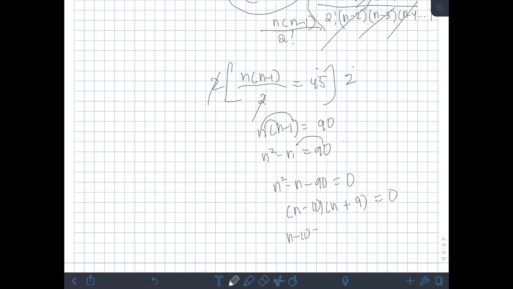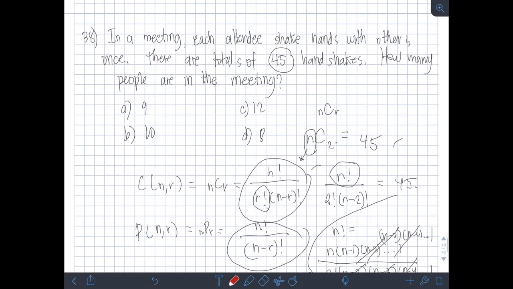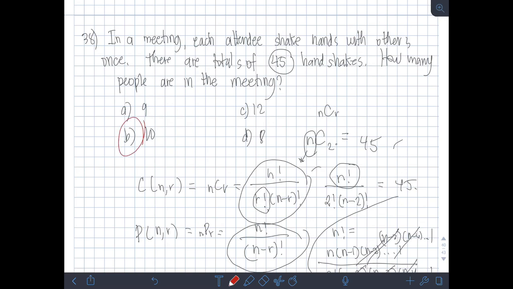Then, equate each factor to 0. So, we have n minus 10 is equal to 0, so therefore n is equal to 10, or n plus 9 is equal to 0, therefore n is equal to negative 9. So, unacceptable tong n natin na negative 9 kasi wala namang negative na number ng tao, so ang accepted value ay n is equal to 10. So, therefore, the answer is letter B.